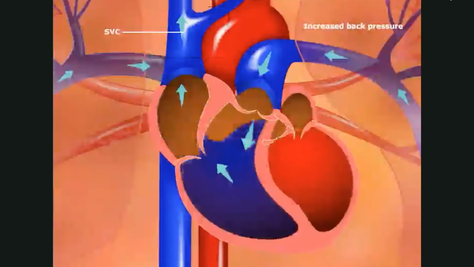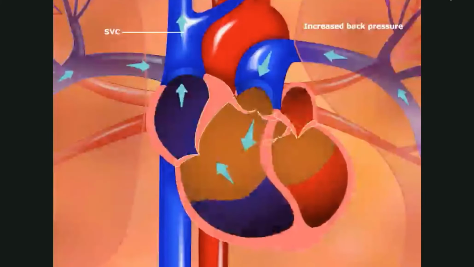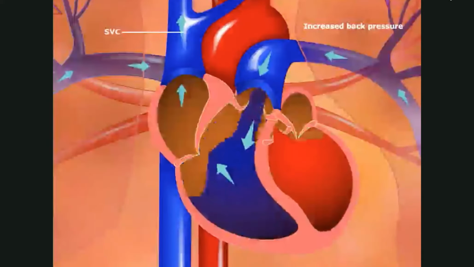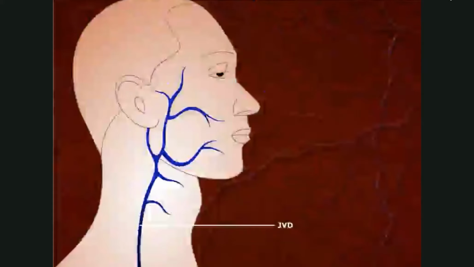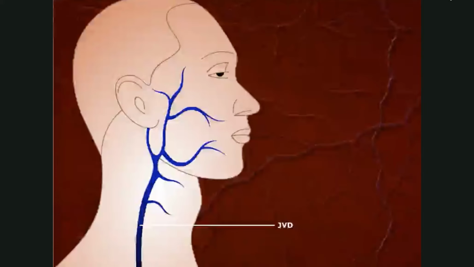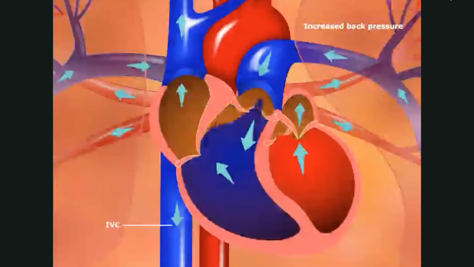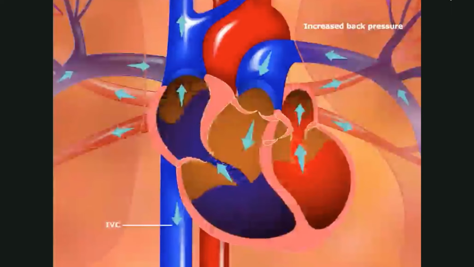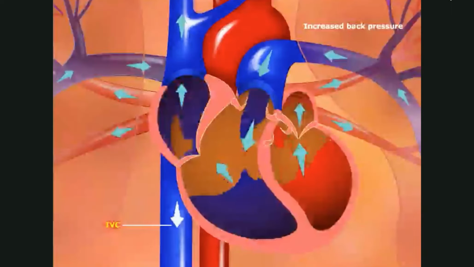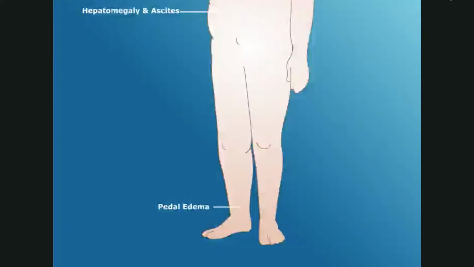This increased pressure extends to the superior vena cava and the jugular veins. The increased pressure within the jugular veins presents as jugular venous distension, or JVD. The pressure also extends into the inferior vena cava. This produces chronic passive congestion of the liver, resulting in hepatomegaly.